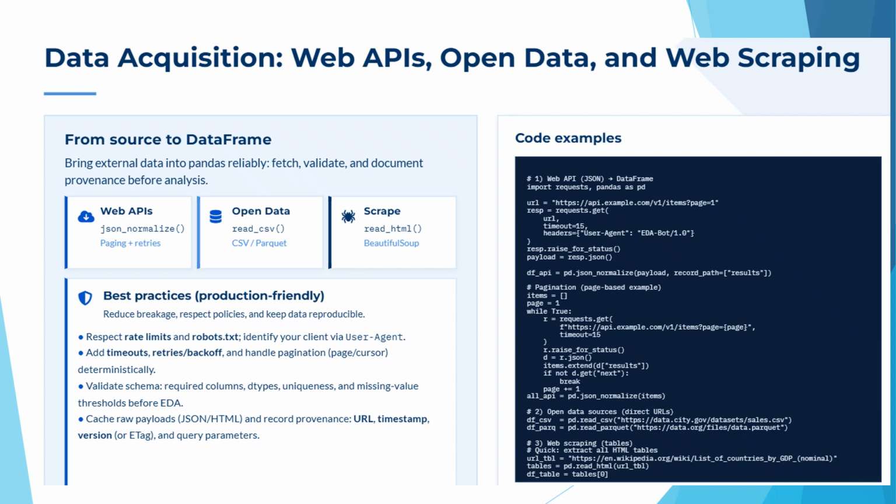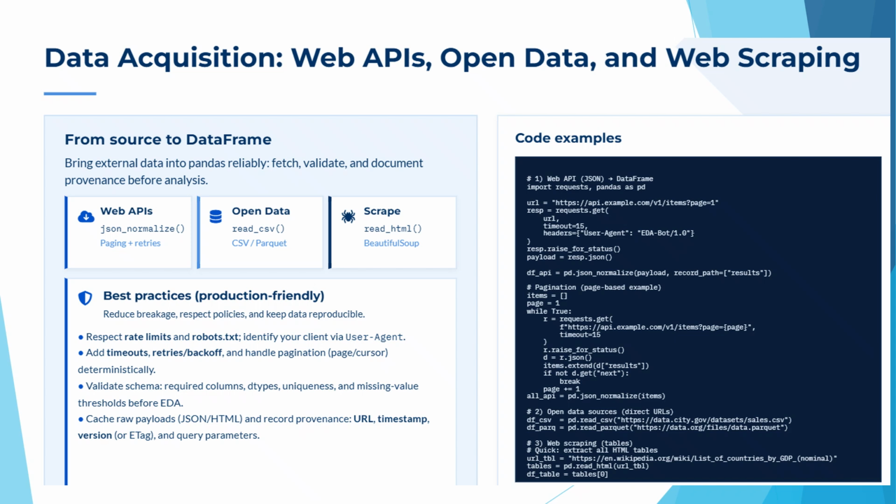By following a structured approach from source to data frame, analysts can ensure that the data is ready for meaningful analysis. Web APIs, open data, scraping. These are three common ways to acquire external data. Web APIs provide structured data, often in JSON format, which can be easily converted into a data frame using functions like json_normalize. APIs may require handling pagination and retries to fetch all available data reliably.